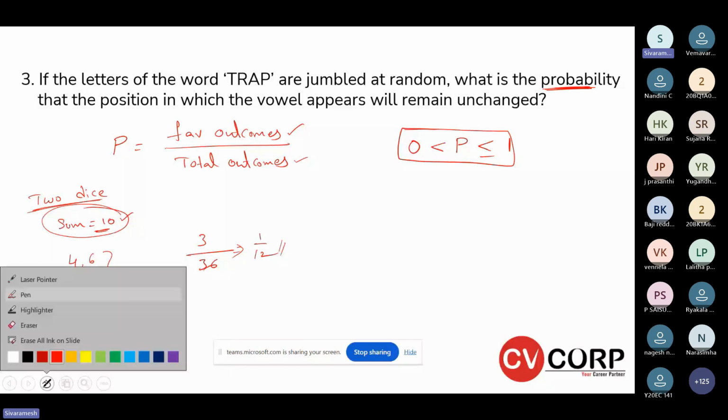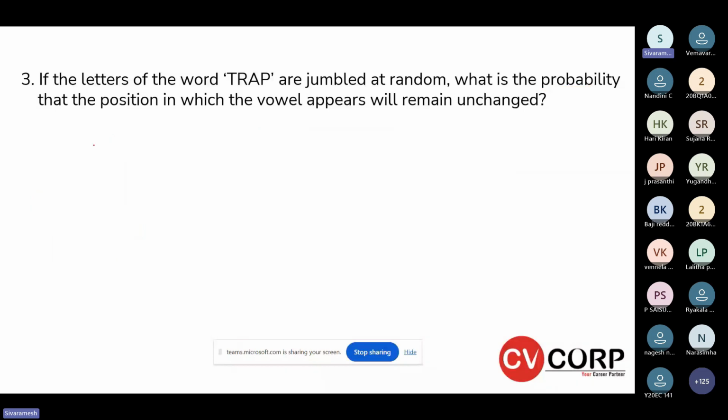Already you got to know that probability is nothing but favorable outcomes by total outcomes. Now this question belongs to probability with the combination of permutations and combinations. So obviously probability is an application of permutations and combinations. Let's say there is a word called TRAP. We have a total of 4 letters in the word TRAP, which are jumbled at random.